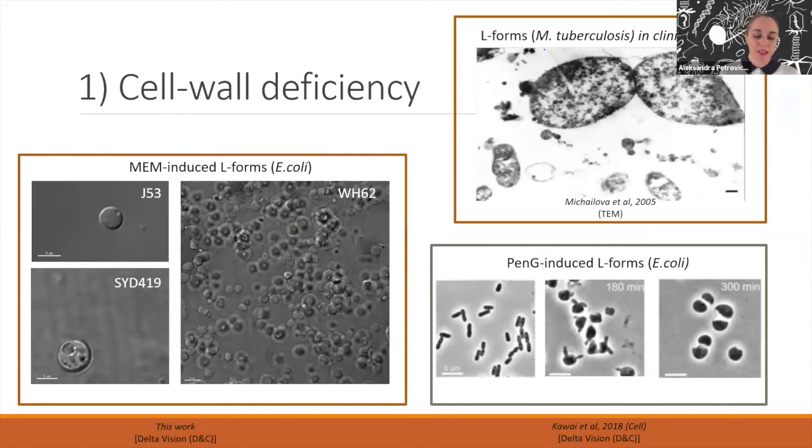They partially or completely lack the cell wall, and they can be induced by different cell wall targeting antibiotics such as cephalosporins or penicillin, or immune effectors such as lysozyme. And they are found in many bacterial species, well described in Listeria monocytogenes, Staph aureus, Bacillus subtilis, but it's still not clear whether this is a universal adaptive strategy in bacteria. They are common also in clinical samples, and here on this slide you can see examples of Mycobacterium tuberculosis cell forms isolated from blood samples.